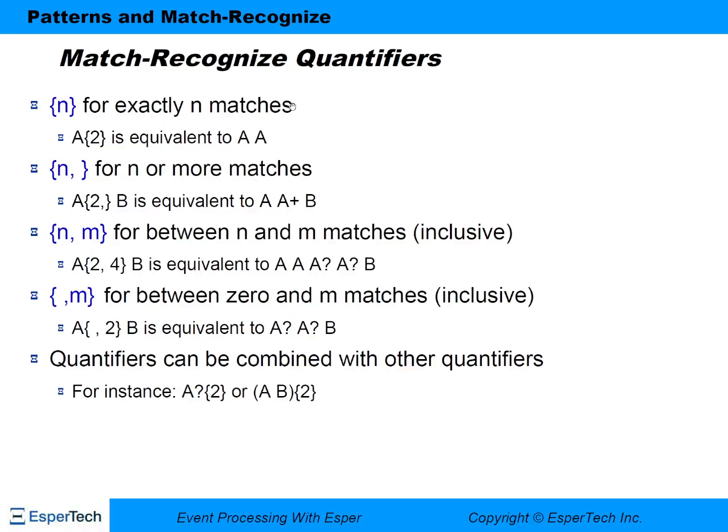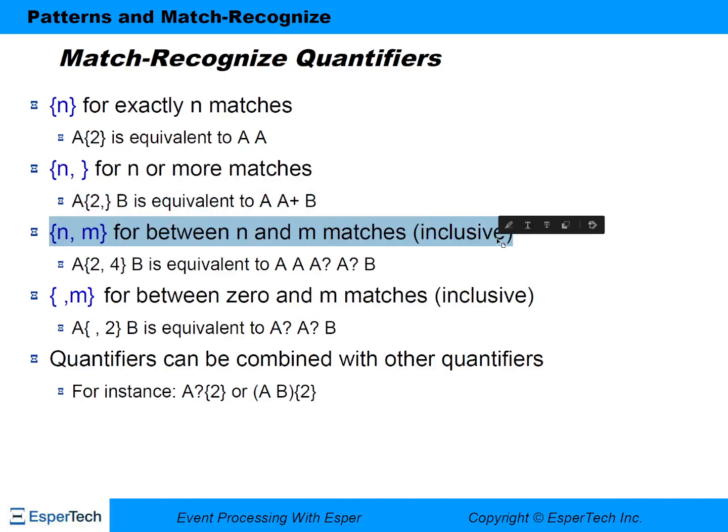Match recognize patterns can have quantifiers that define the number of repetitions. Use the quantifier curly n for exactly n matches. The pattern A curly 2 is equivalent to AA. Use the quantifier curly n comma for n or more matches. The pattern A curly 2 comma, B is equivalent to AA plus, B.